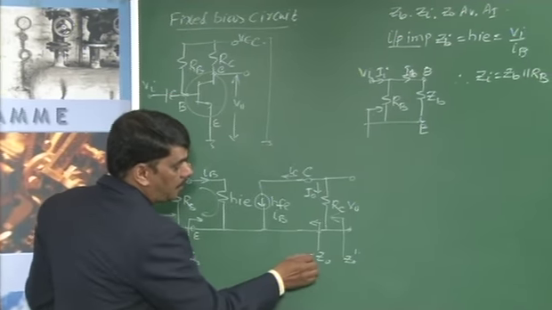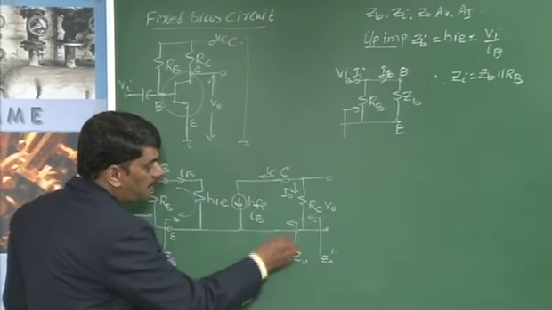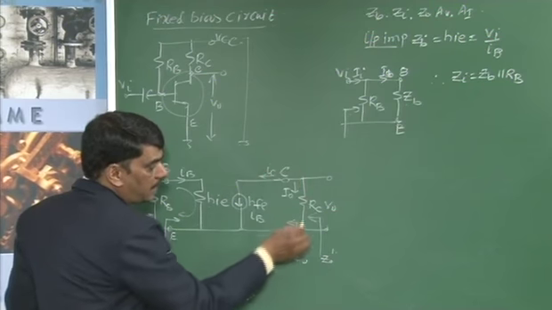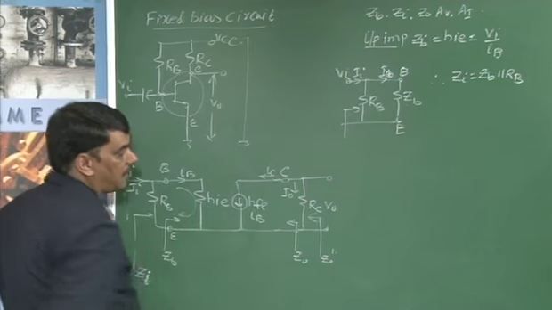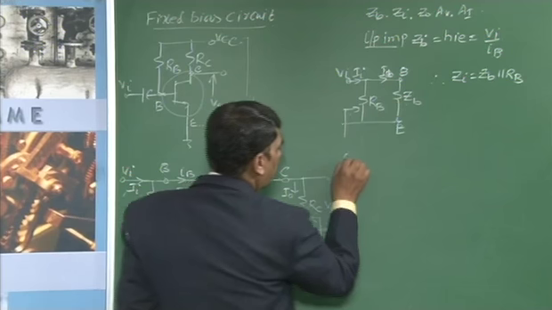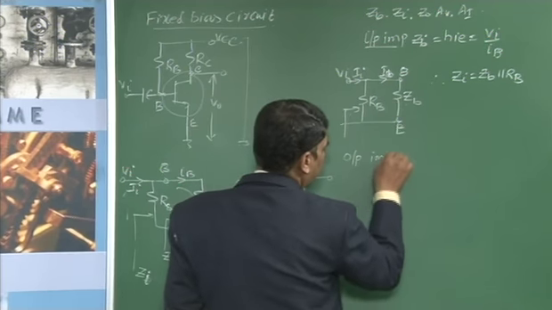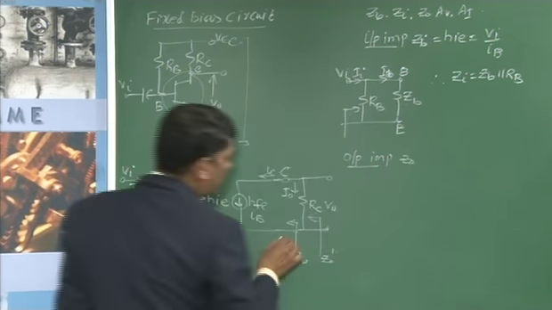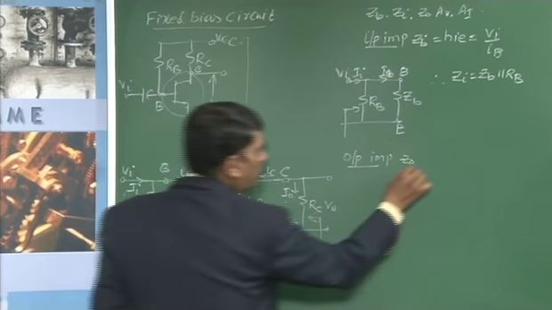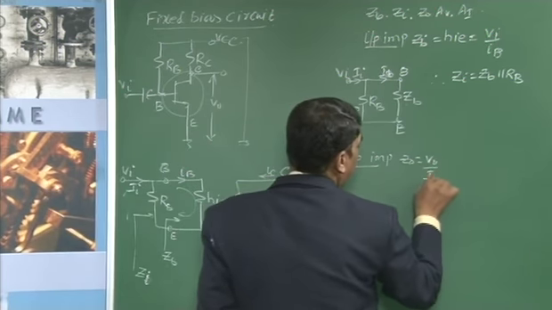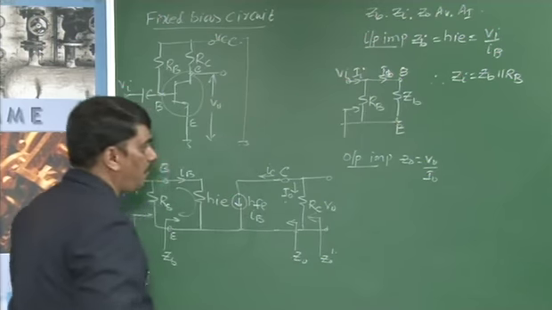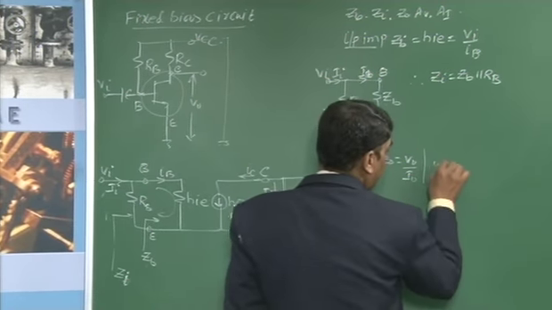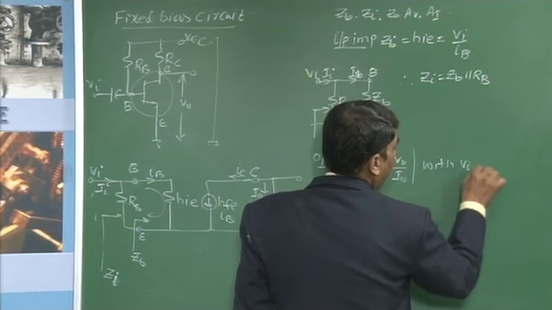Next, you have to calculate the output impedance. Output impedance means you are looking in from the collector and emitter terminals. For the collector-emitter junction, the output impedance Z0 is nothing but V0 by I0 by definition, output voltage by output current, with the condition that Vi is set equal to 0.